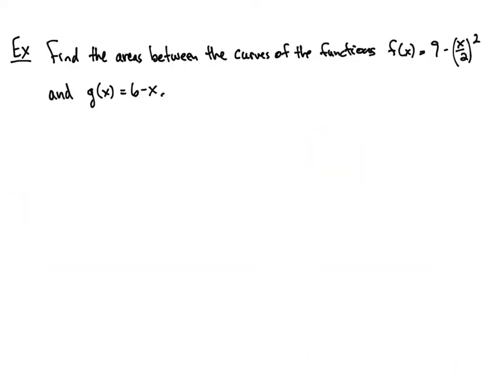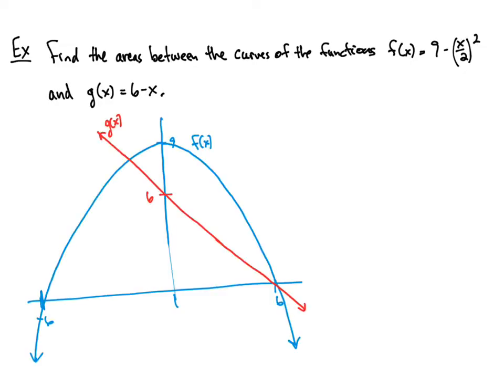Our next example says to find the area between the curves of the functions f of x equals 9 minus x over 2 squared and g of x equals 6 minus x. So again, let's go ahead and draw the functions. Here's what the graphs of these functions look like, and we're looking for the area in between. Now, what we'll need to do is determine the x-coordinates where these intersect, because that will be the limits for the integral.